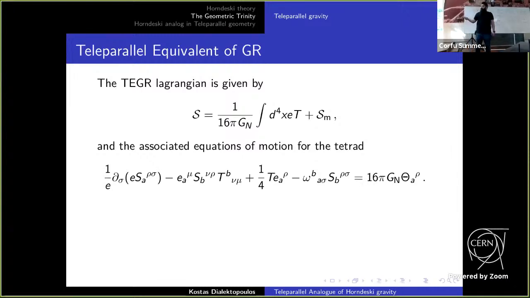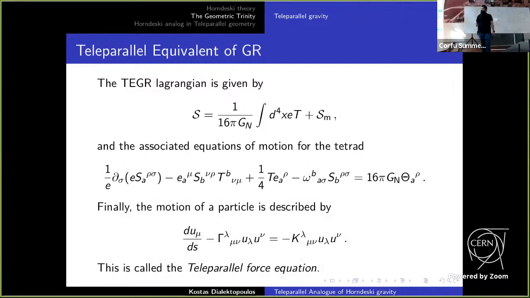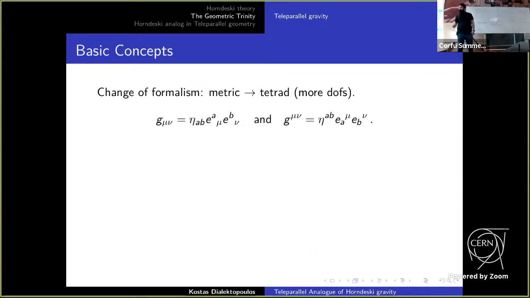This left-hand side here is the Einstein tensor written down in the teleparallel geometry. And the motion of a particle in this framework, the analog, let's say, of the geodesic equation, is given by this equation, which, as we see here, resembles more the Lorentz force equation, because gravity acts indeed as a force here and not as geometry.